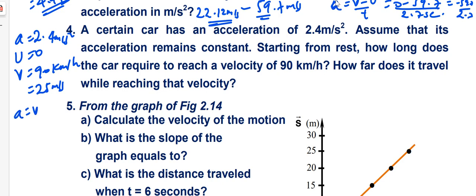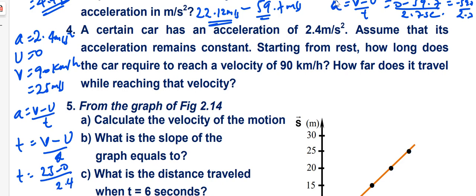Therefore acceleration is v minus u over t, and t is equal to final minus initial over a. Now just substitute the numbers. This is equal to 25 minus 0 over 2.4. So when you divide 25 by 2.4, the answer will be 10.42 second.